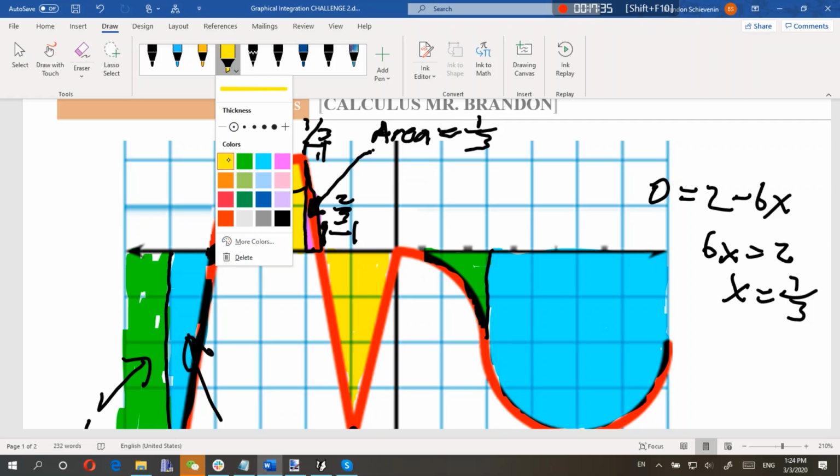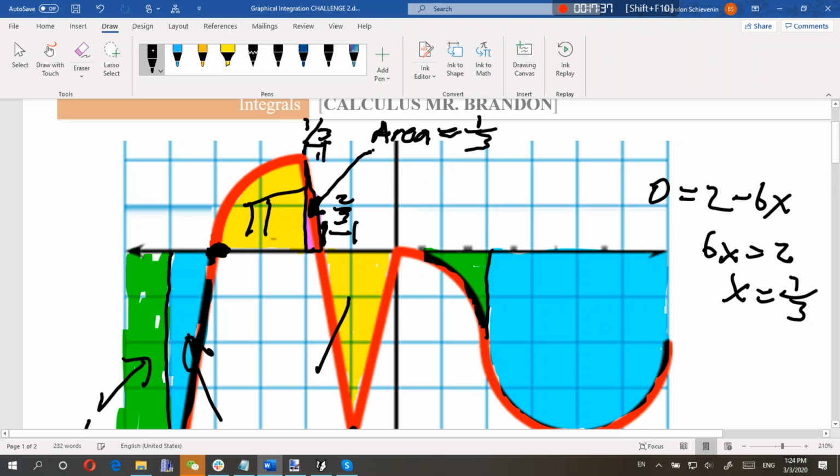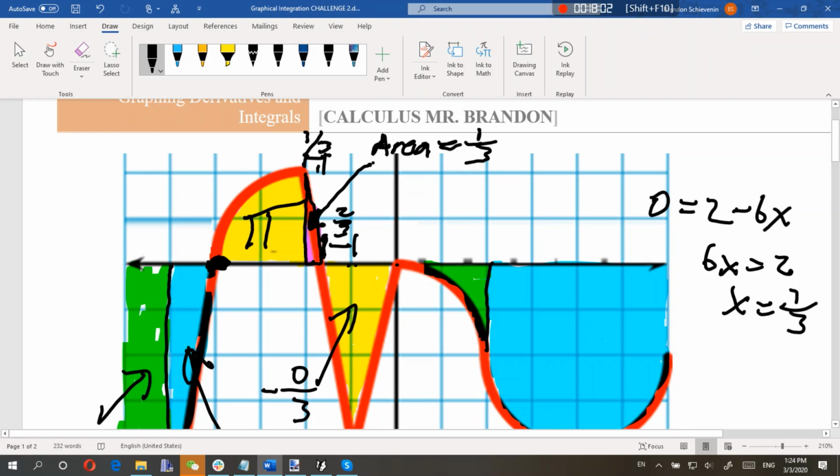We can also get the area of the yellow triangle here. So this is a base of 1 2/3, or 5/3, and a height of 4. So that's an area of negative 10/3, negative 10/3 because we are below the curve. See if I can just write with a finger.